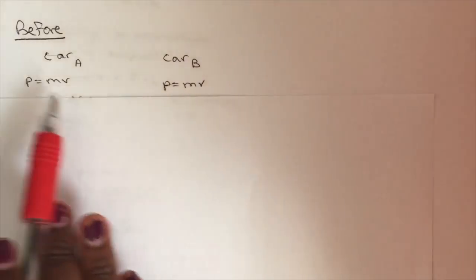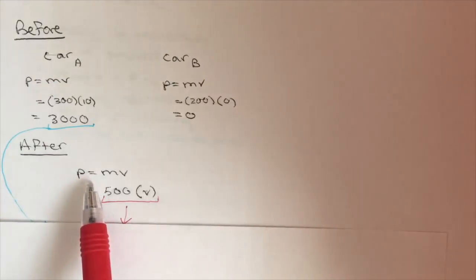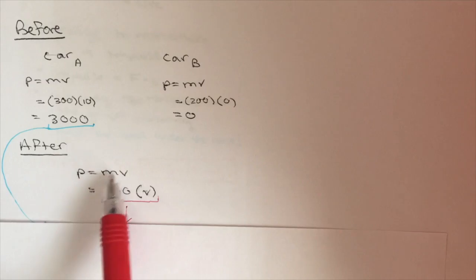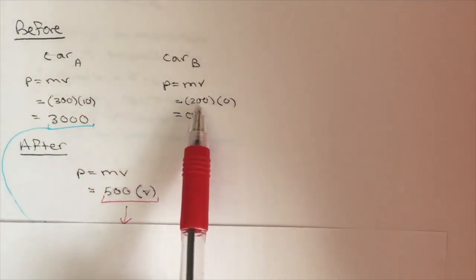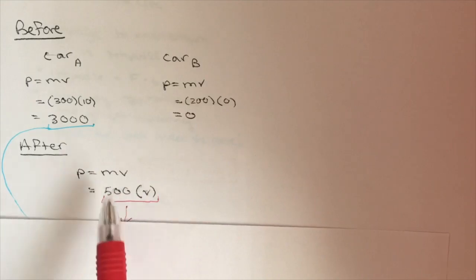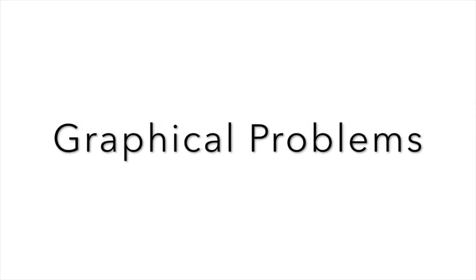So we're going to set up two categories. We're going to do the before first. So we're going to look at car A and car B. Since the cars stick together and momentum is equal to mass times velocity, you're just going to add these two masses together. So the mass of the 300 and the mass of the 200, which is equal to 500. Then you get that V has to equal 6 meters per second. And that's it. Super easy.